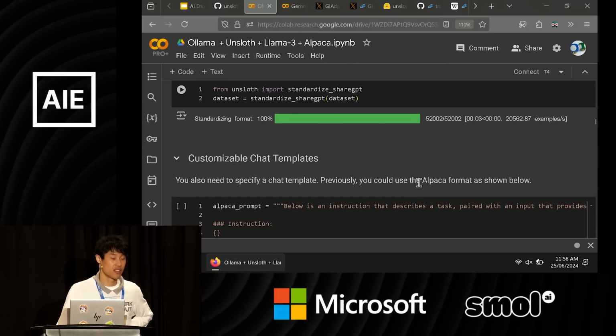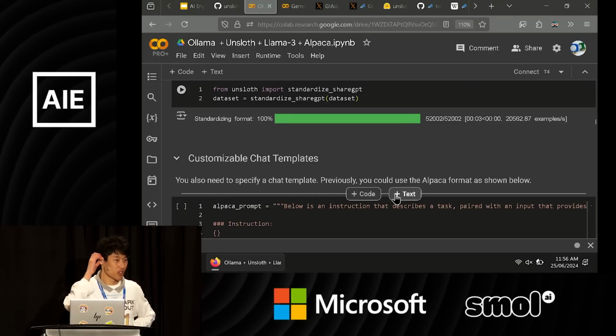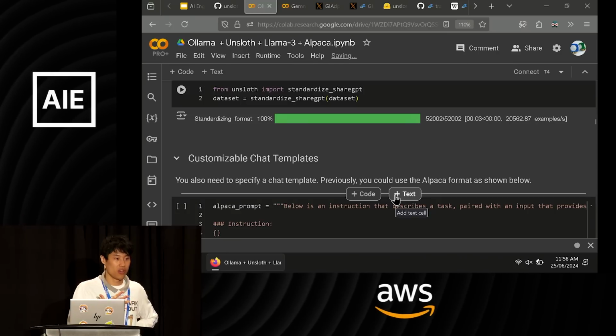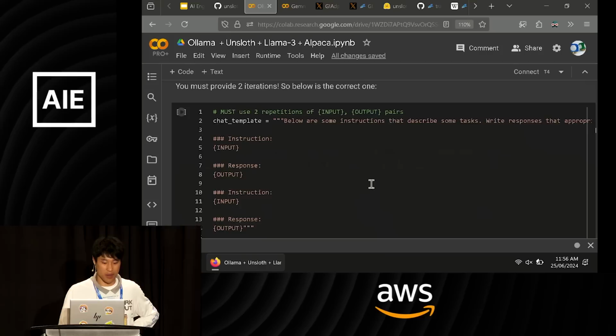Do you lose any of the semantic meanings though? Oh, no, I don't think so. It depends on how you format the dataset. Remember, it's a language model, so the more you tell the language model what to do, the better. Of course. Yeah.